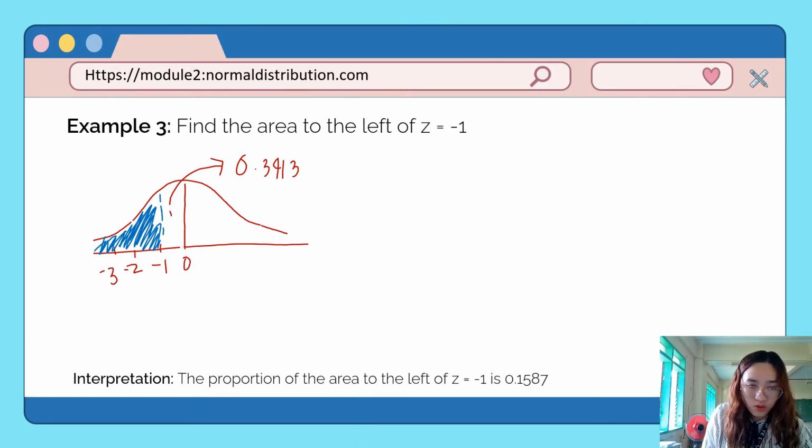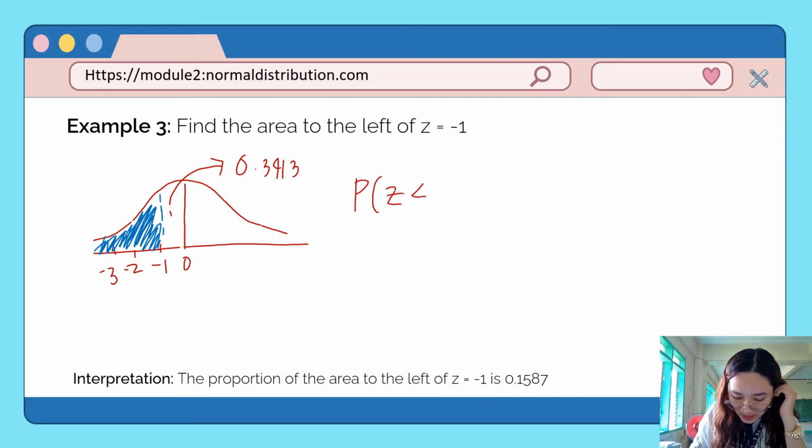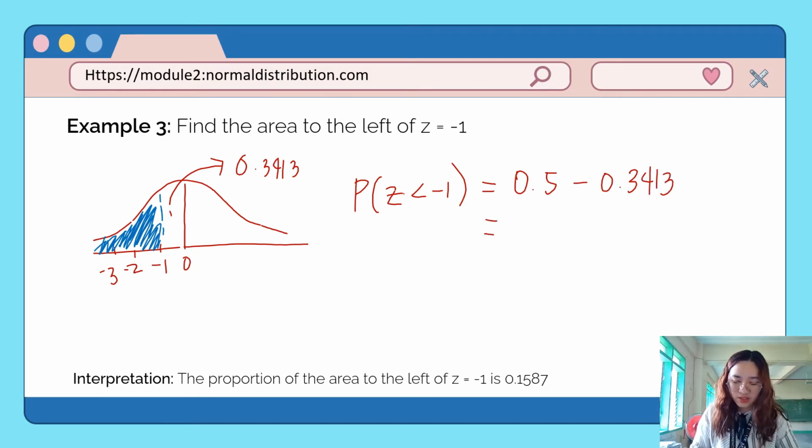So, paano po yun? We all know that yung kalahati ng ating normal curve is 0.50. So, ima-minus lang natin itong area sa z-table, then makukuha na natin itong shaded region natin. Okay? So, let's write the probability notation. Probability of z to the left, so that is less than negative 1. So, ma-minus lang. 0.5 minus 0.3413. Okay? So, the answer is 0.1587. Yeah. So, the proportion of the area to the left of negative 1 is 0.1587, or that is 15.87%.